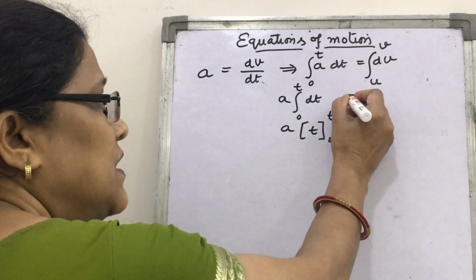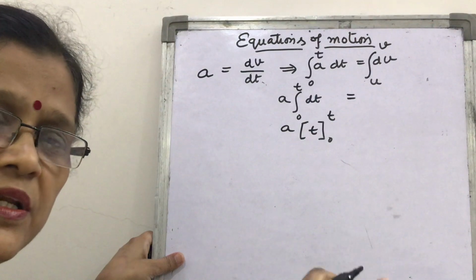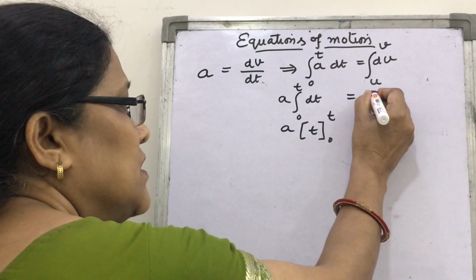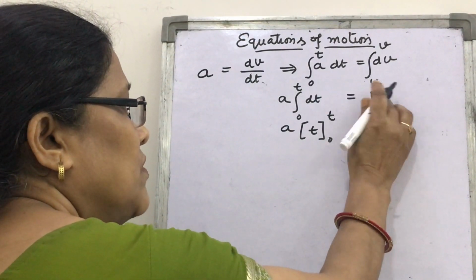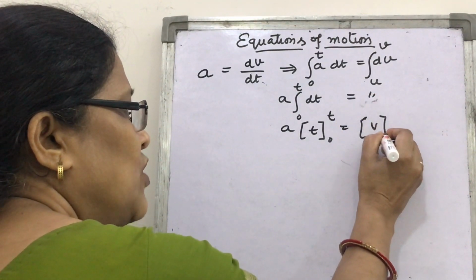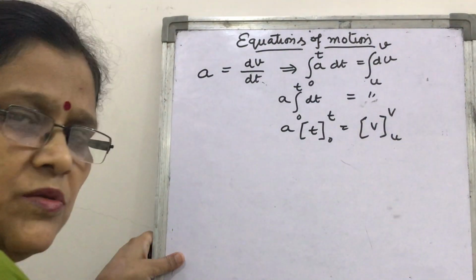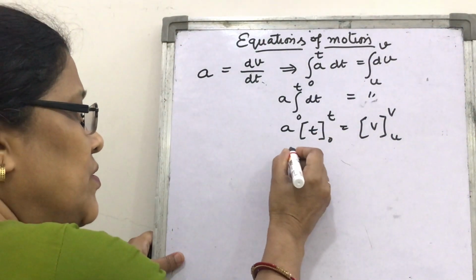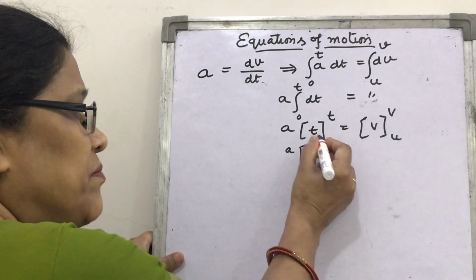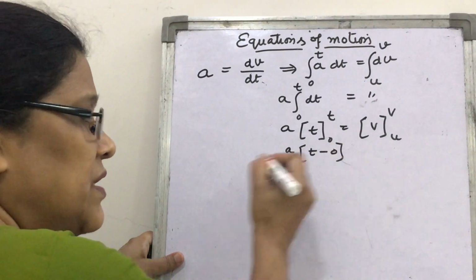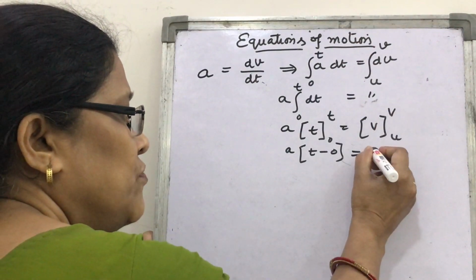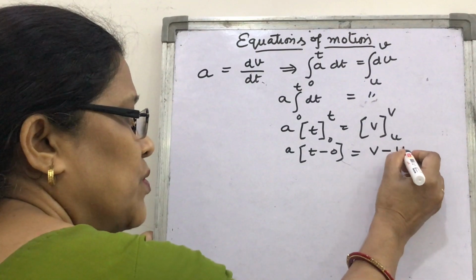What about this here? This is dv. What will be the integration? Only v. So, what will you write here? This will be v, with the limits from u to v. How are the limits opened? In the bracket you write a, and in place of t you write the upper limit t minus the lower limit 0. Here this is v, so upper limit v minus lower limit u.